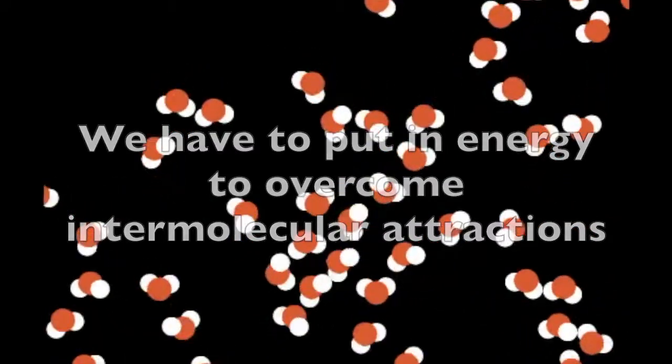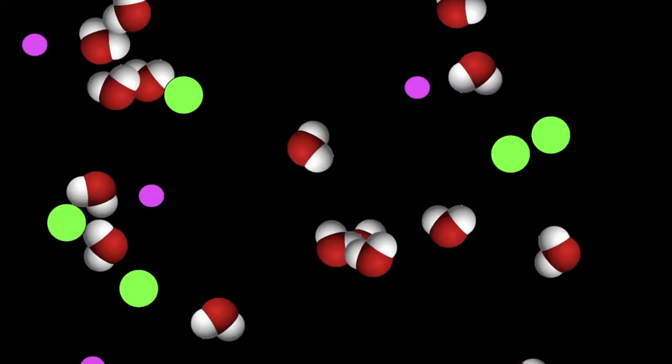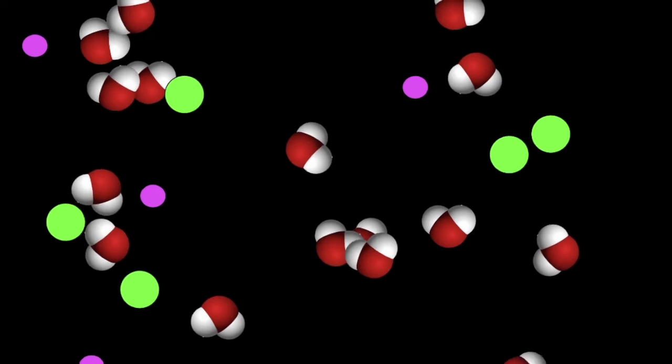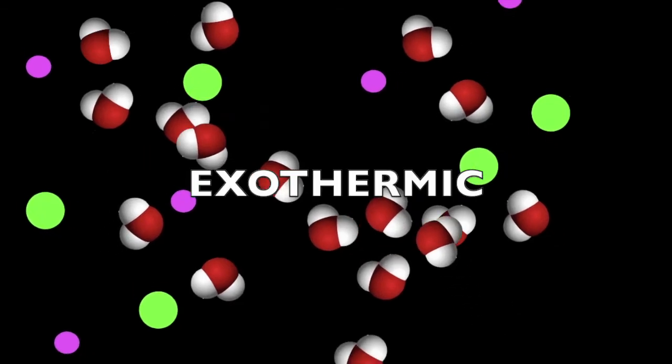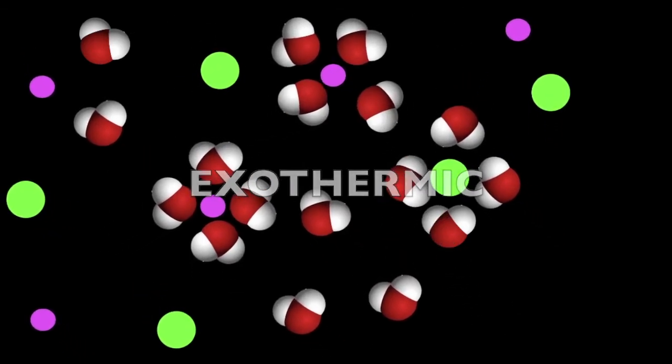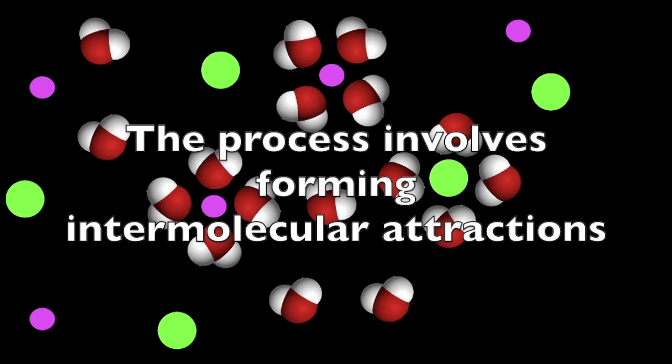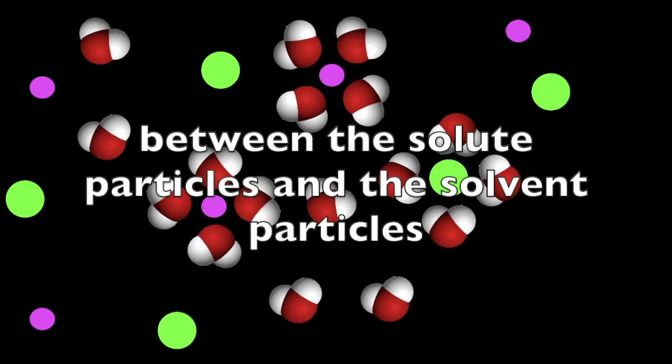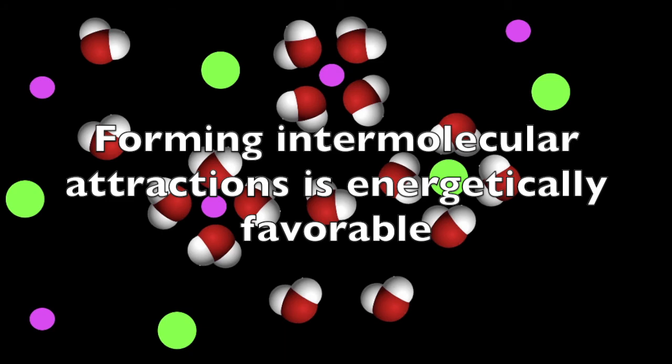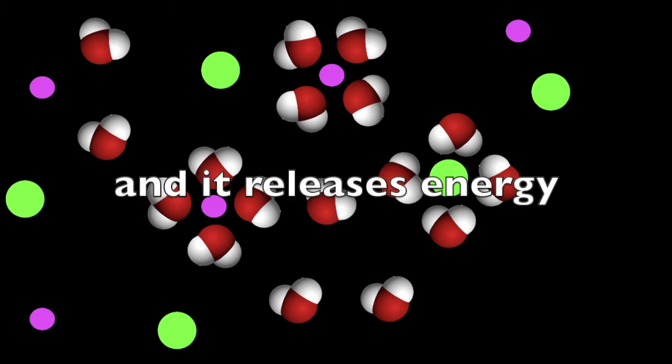The last thing that has to happen is that the particles of the separated solute and solvent need to combine to make the solution. And this process is exothermic. The process involves forming intermolecular attractions between the solute particles and the solvent particles. And forming intermolecular attractions is energetically favorable, and it releases energy.